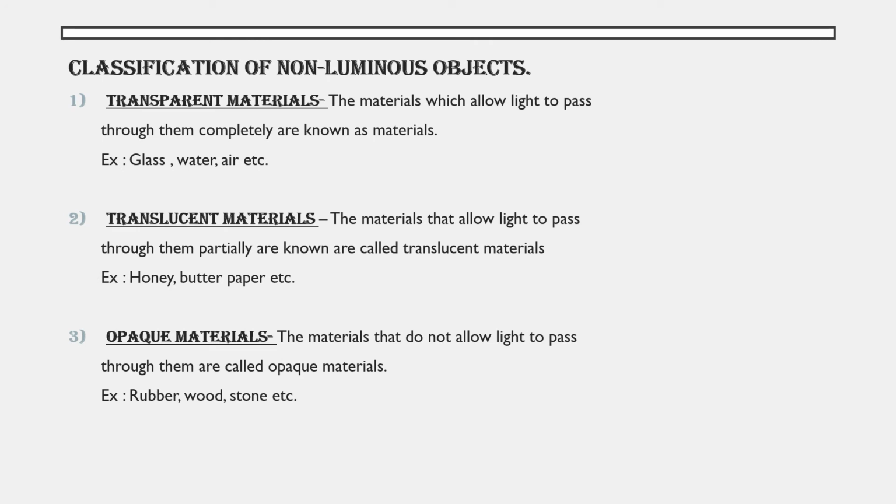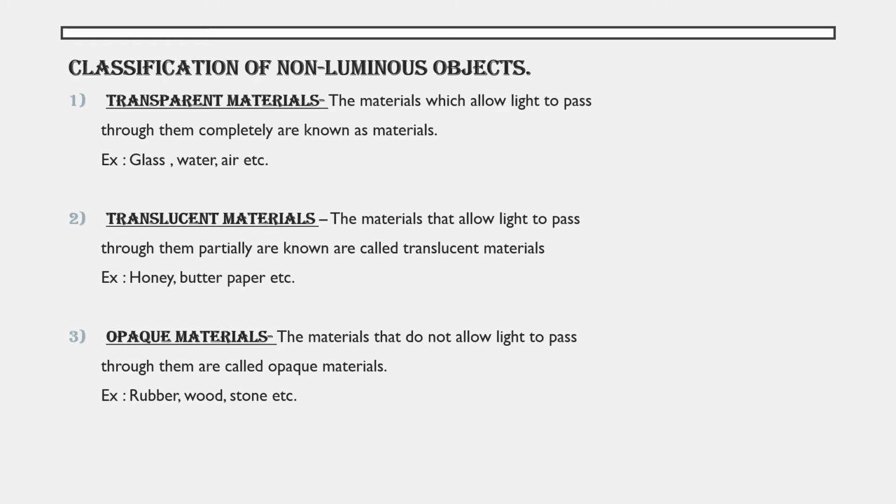Next, coming to classification of non-luminous objects. Non-luminous objects are classified into three different categories. First one, transparent material. The materials which allow light to pass through them completely are known as transparent material. Example, glass, water, air, etc. Second is translucent material. The materials that allow light to pass through them partially are known as translucent material. Example, honey.